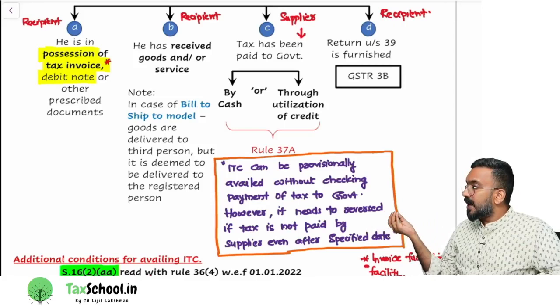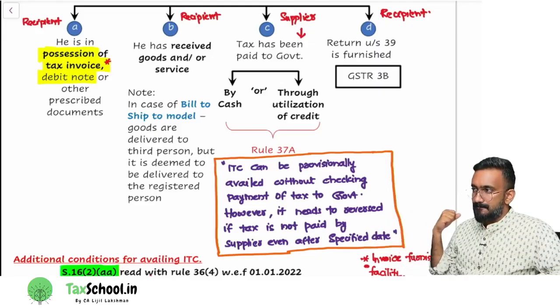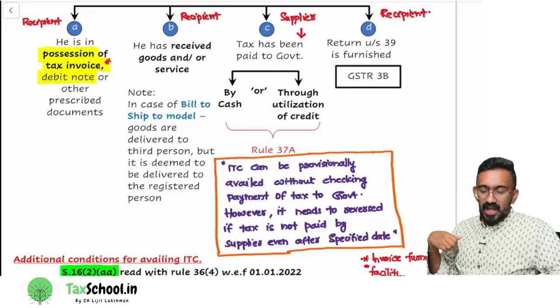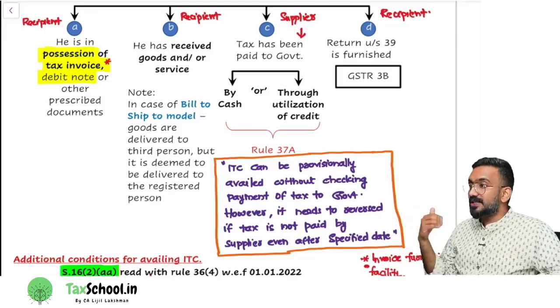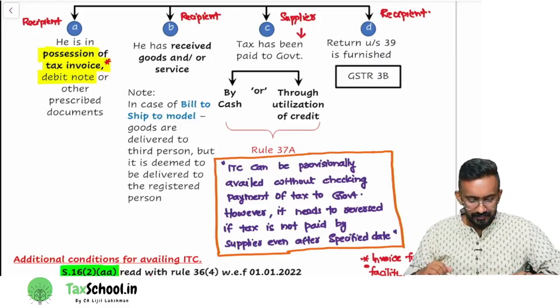Let's look at this. ITC can be provisionally availed without checking payment of tax to the government. However, it needs to be reversed if the tax is not paid by the supplier even after the specified date. What is the meaning of it? They're saying that I will take ITC. At that time, I will not go and check whether it has been paid to the government or not. I will check that at a later period of time. Okay, let's look at how this would work.